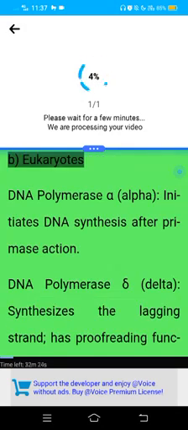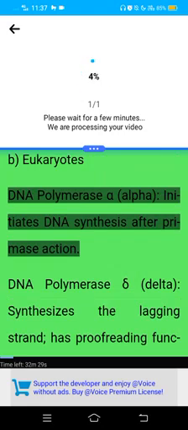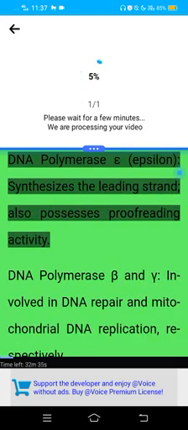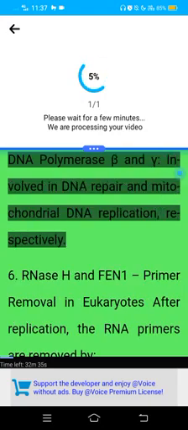In eukaryotes: DNA polymerase alpha initiates DNA synthesis after primase action. DNA polymerase delta synthesizes the lagging strand and has proofreading function. DNA polymerase epsilon synthesizes the leading strand and also possesses proofreading activity. DNA polymerase beta and gamma are involved in DNA repair and mitochondrial DNA replication, respectively.